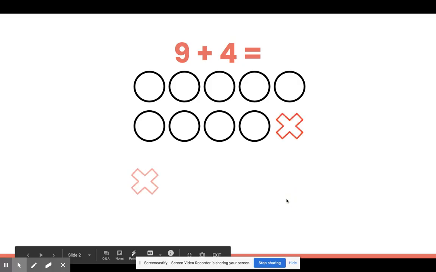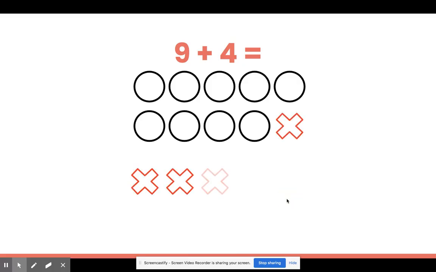1, 2, 3, 4. You may have noticed that when I added the first X, I added it up here with the circles to finish out making a complete set of, what did we make? A set of 10. You're right. This completed a set of 10. We have now made a 10 plus fact. Can you see that this could be a 10 plus fact?